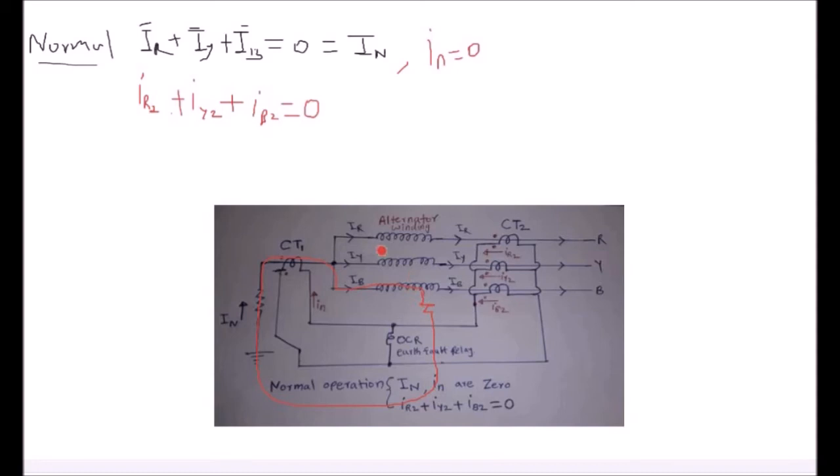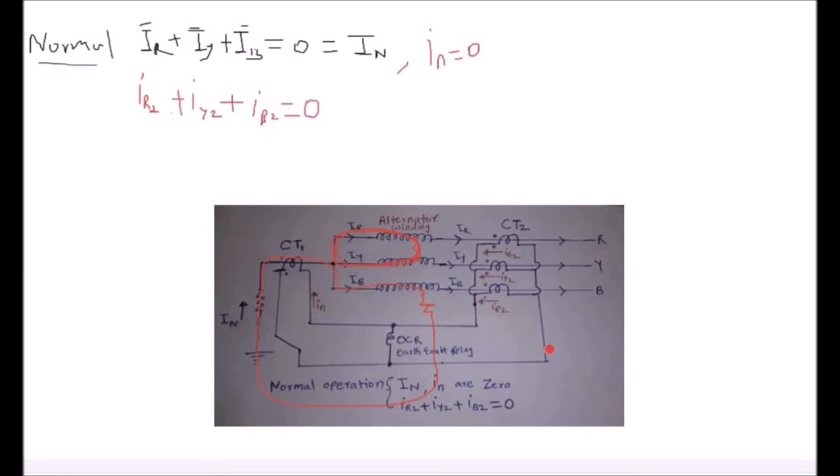For example, if an internal phase-to-phase fault occurs, then the current will circulate between the respective two phases only. So this phase-to-phase fault current will not flow in any one of the CTs. Therefore, this scheme will not operate for an internal phase-to-phase fault. It only operates for an internal earth fault.